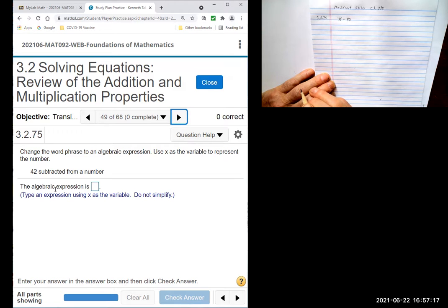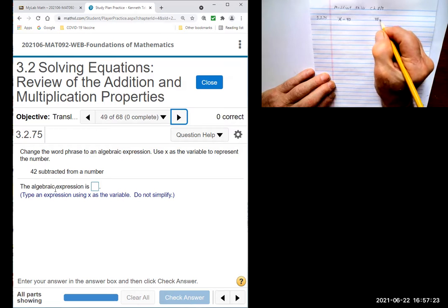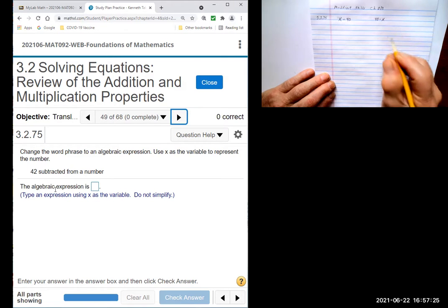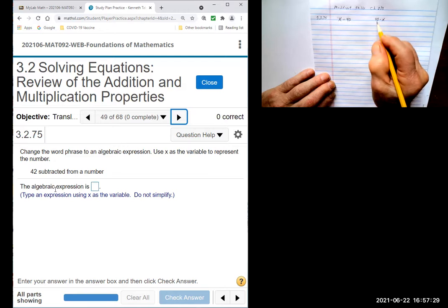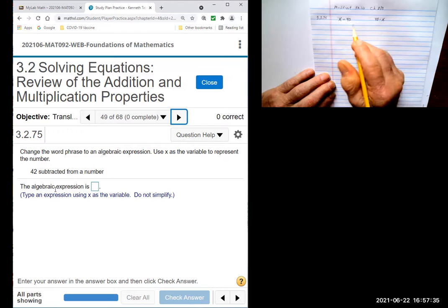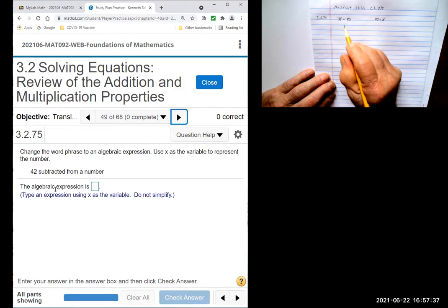So 42 subtracted from the number. If I said 42 minus the number, I would have written it this way. If I said the difference between 42 and a number, I would have written the 42 first, the difference second, and the letter x afterwards. But this said 42 taken away from a number. That's the proper translation.